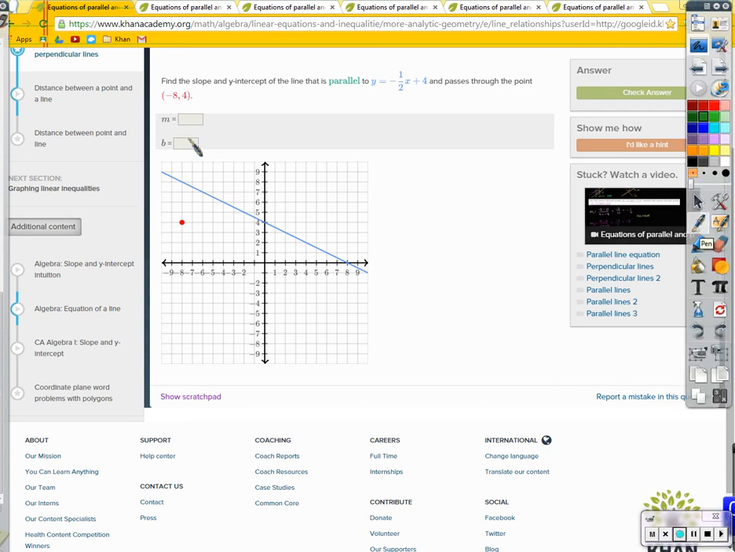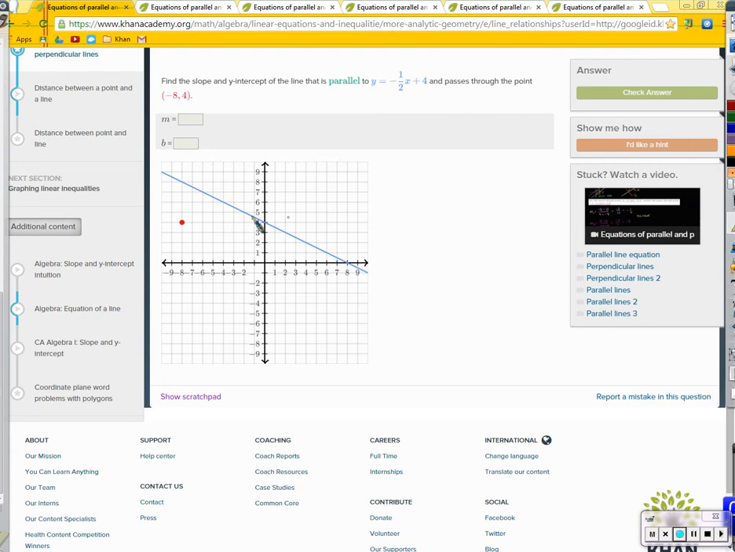So what they're asking is there's some line that's parallel to this line and goes through this point, so it looks kind of like that. That's not a very good drawing of it because it's not very straight. But it's supposed to be parallel. We're supposed to find the equation of it. Okay? Good so far? Okay.